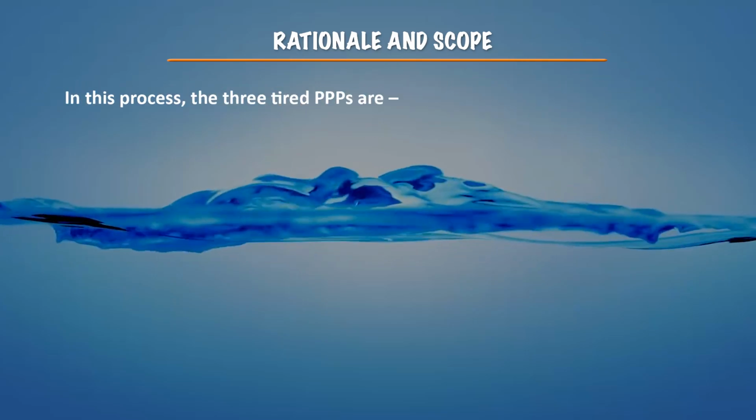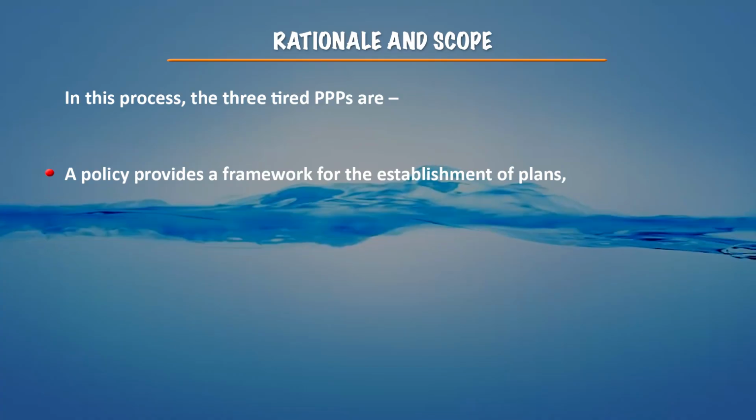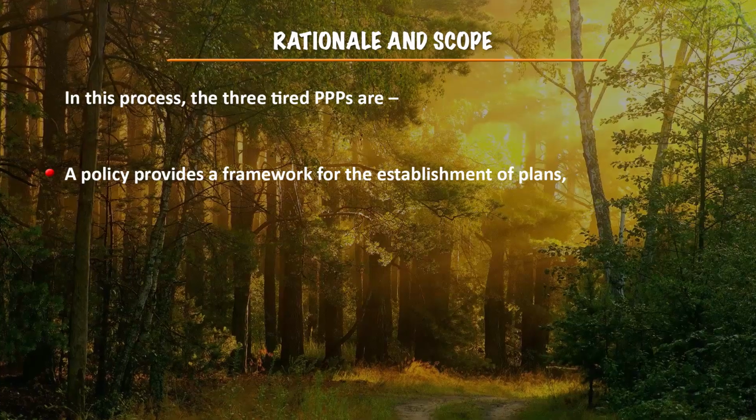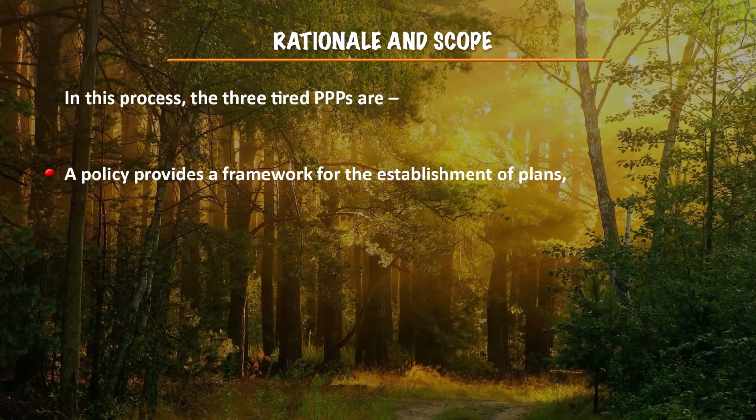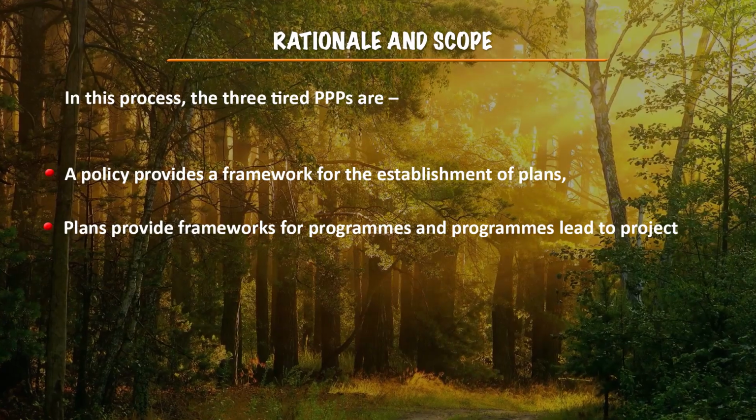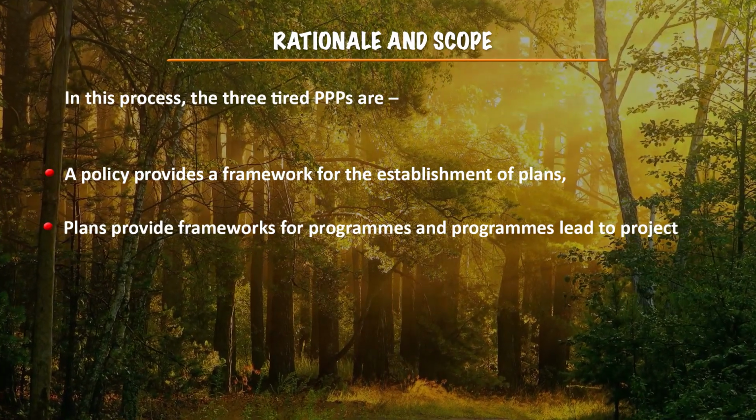So in this process, the three tiered PPs are there. We have already seen that. The first one is the policy. So, what will it do? Policy provides a framework for the establishment of plans. The second one is the plan. A plan provides the framework for the programs, and the programs lead to the project. So that means the plan, then the programs, and then the project.